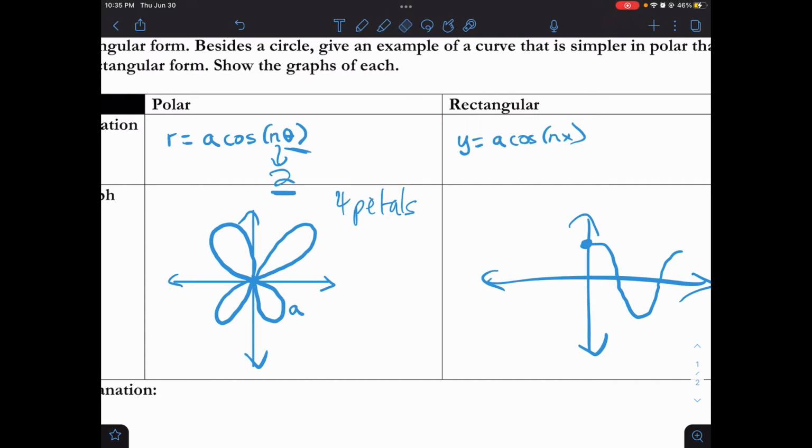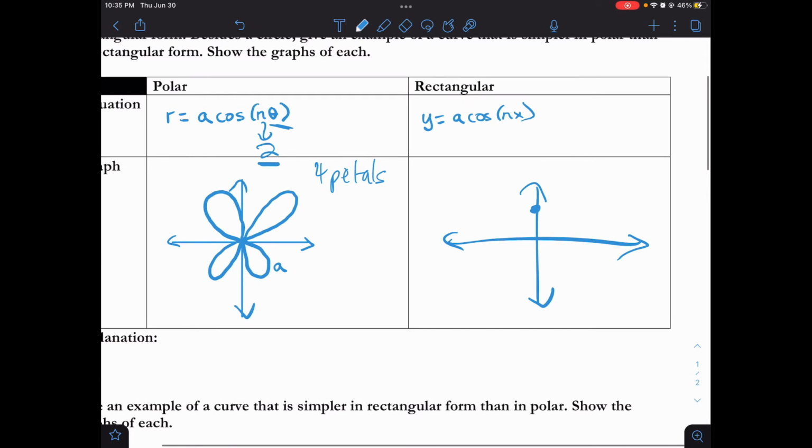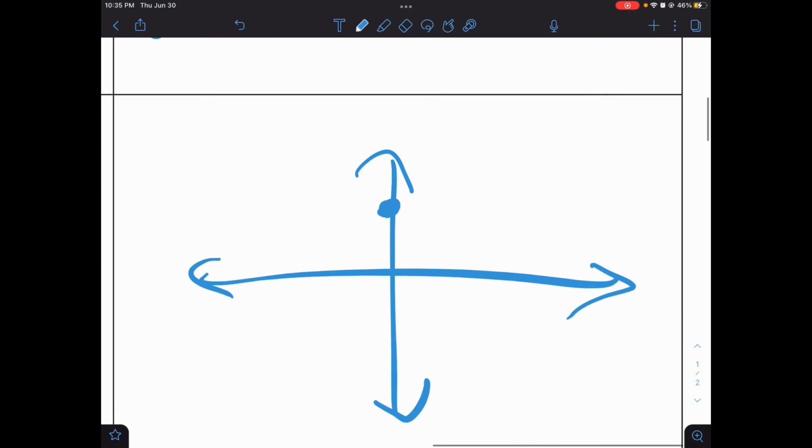But then again, our period on the rectangular changes. So if our period changes, our whole graph again changes. But here we can easily figure out how many petals there are. Our graph on the rectangular is going to go straight up, straight down, and keep going.